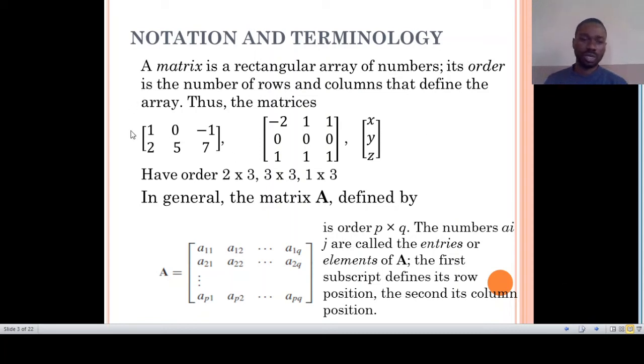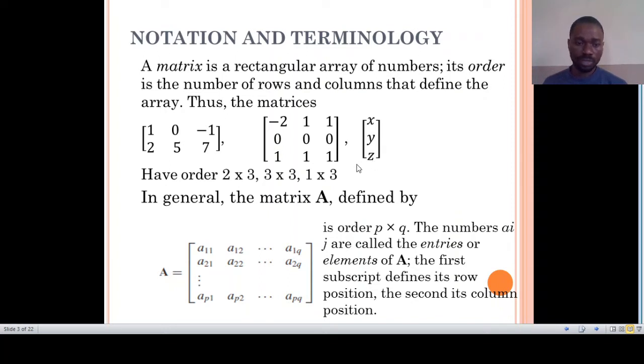For example, look at these three examples here. We have 1, 0, minus 1, 2, 5, and 7. They are arranged in a square bracket. This is known as a matrix. And this particular matrix has how many columns? It has 3 columns and 2 rows. And here is another matrix that has 3 columns and 3 rows. And also x, y, z is another matrix that has just 1 column and 3 rows.